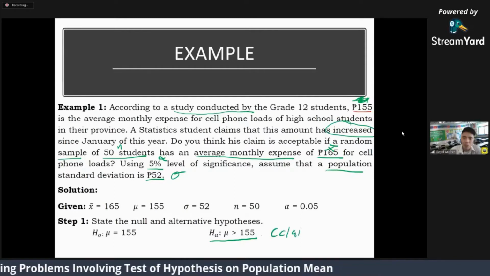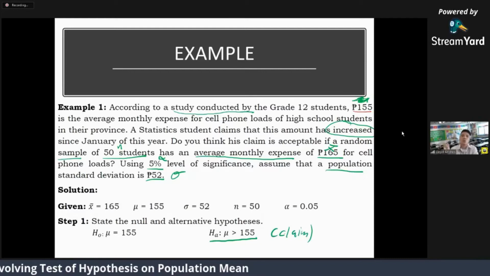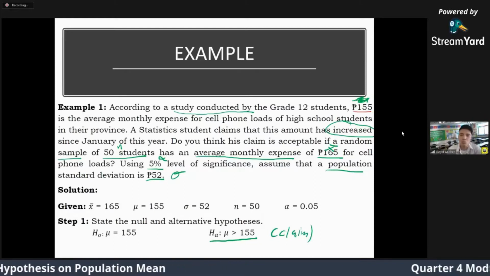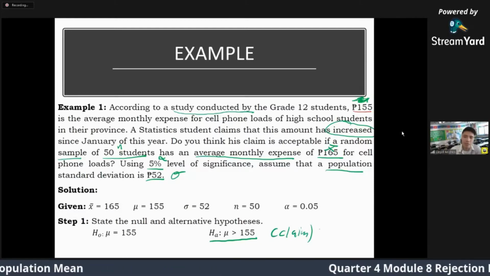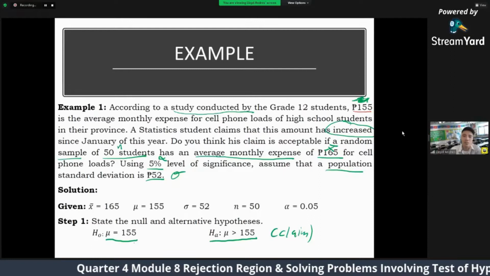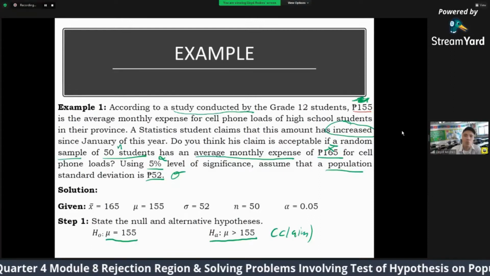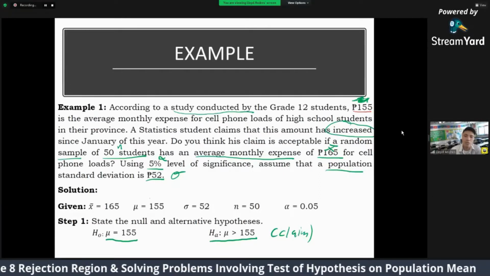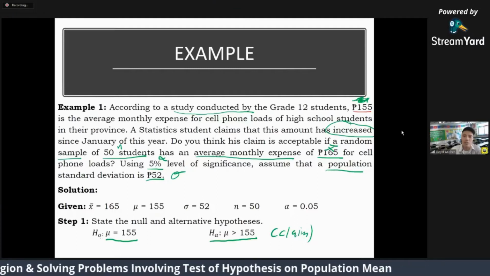So, mo po ni ang claim. So, we need to label that one as your claim. So, greater than, so usually, ang dire, equal na siya. H sub O. So, that's our null hypothesis and alternative hypothesis.